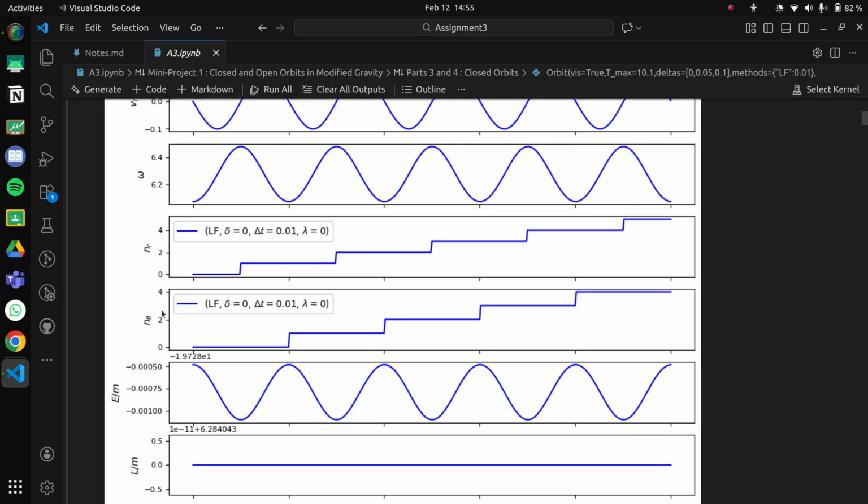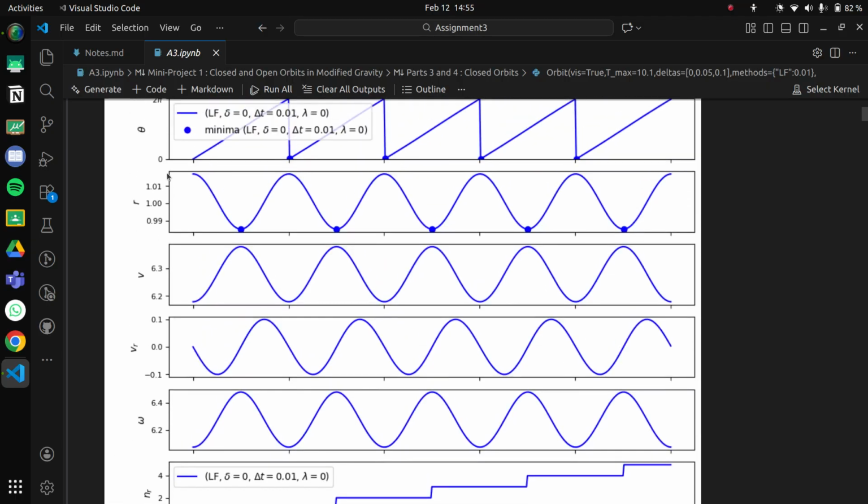So nr is the number of revolutions in just the distance, basically. You see r is sort of sinusoidal, right? So the number of, how do I call it?